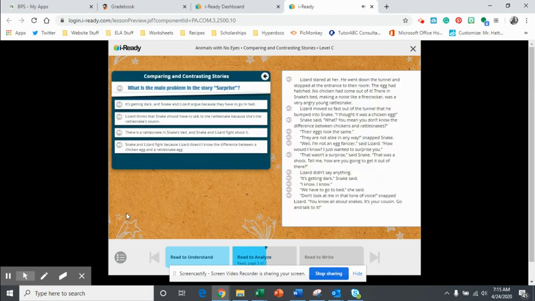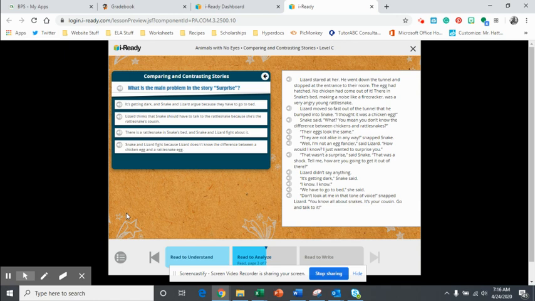Problem in the story Surprise. Okay, problem. What is going on? What is the thing that is wrong in the story? Okay, it's getting dark, and Snake and Lizard argue because they have to go to bed. Lizard thinks that Snake should have to talk to the rattlesnake because she's the rattlesnake's cousin. There's a rattlesnake in Snake's bed, and Snake and Lizard are fighting about it. Snake and Lizard fight because Lizard doesn't know the difference between a chicken egg and a rattlesnake.